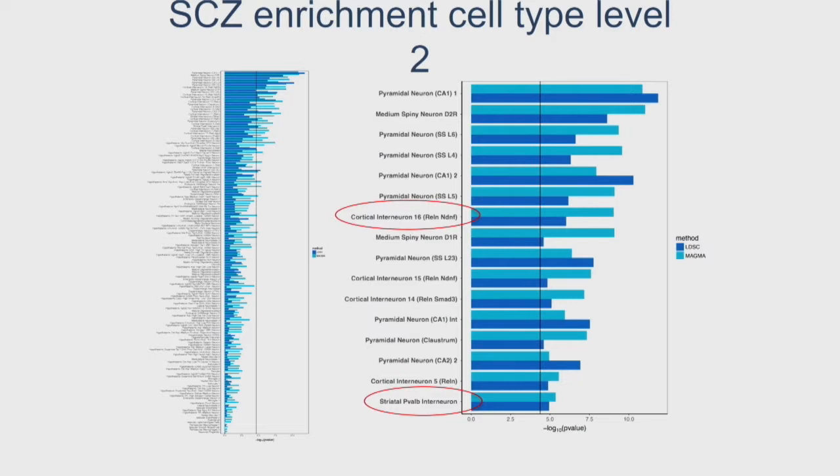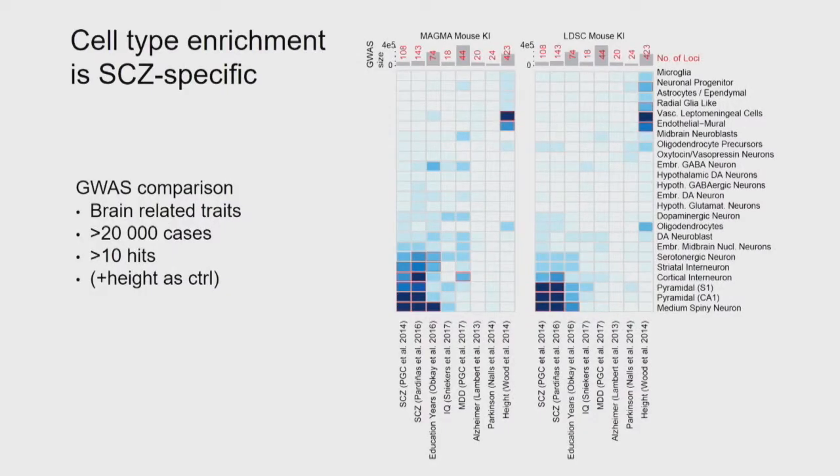Okay, so we did this. We see this cell type enrichment for schizophrenia. Now we ask the question: is this specific to schizophrenia or not? Then you can compare it to other GWASs. We made a cutoff: they had to have more than 20,000 cases, more than 10 genome-wide significant hits, and then we used height as a control. You can see the first two here are two different schizophrenia sets. They hit the same cell types. I mean, they are subsets of each other. But then we look at educational years. We kind of see the same, and then we don't see a very significant signal in the other ones, but they don't recapitulate the same pattern.